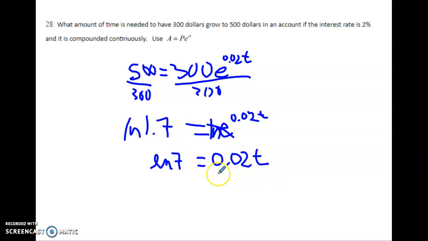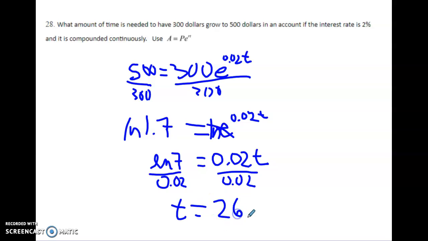Now to get the t alone, I just divide both sides by 0.02, and I just grab a calculator and put that in. Natural log of 7 divided by 0.02 is approximately 26.5 years.